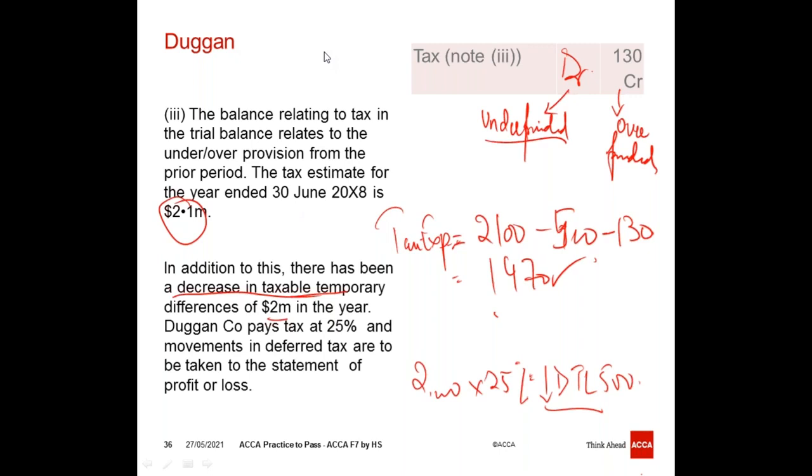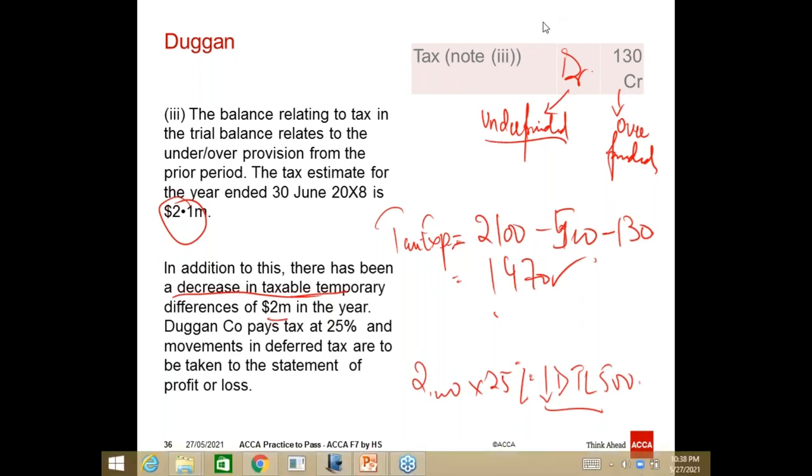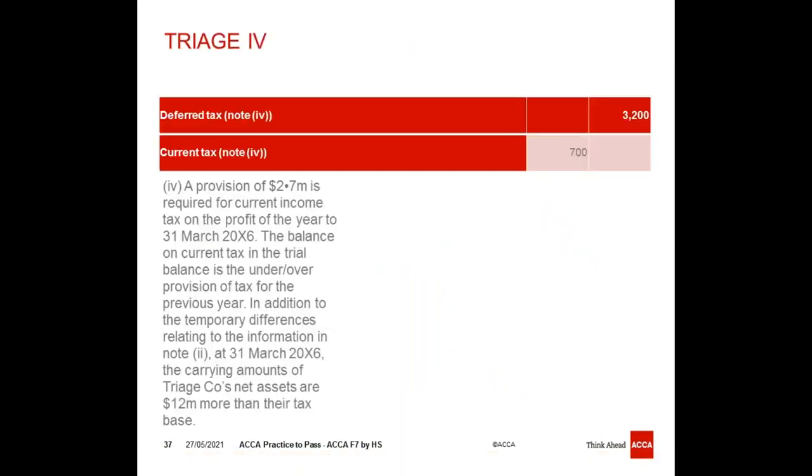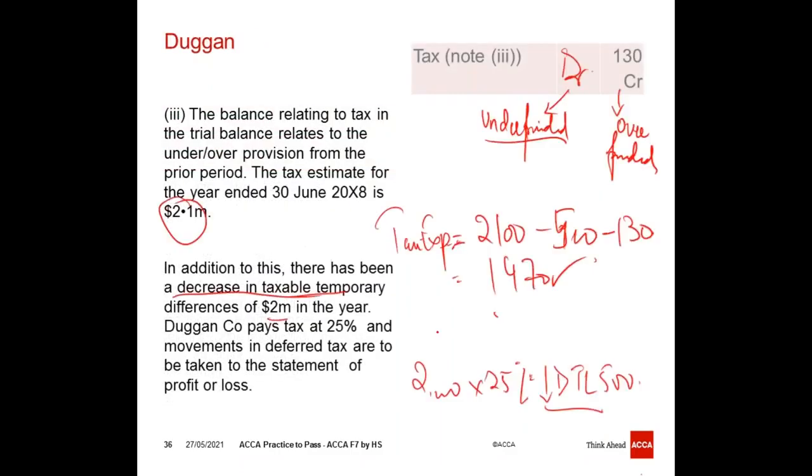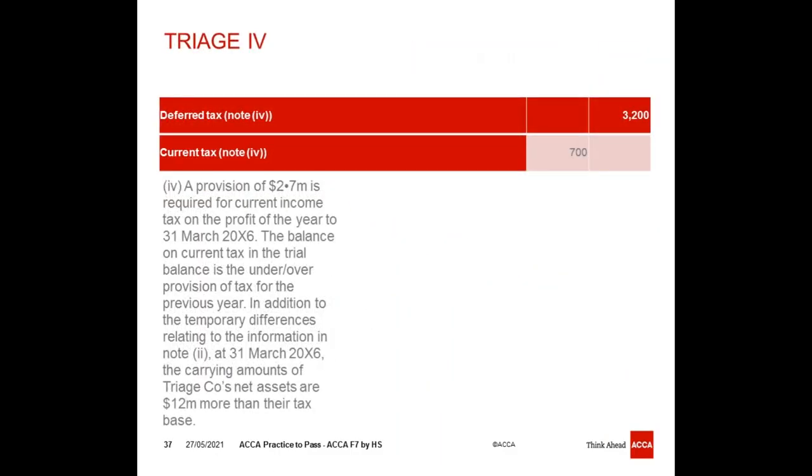Any question? So now please solve this one.